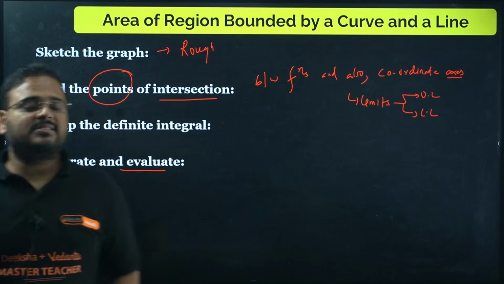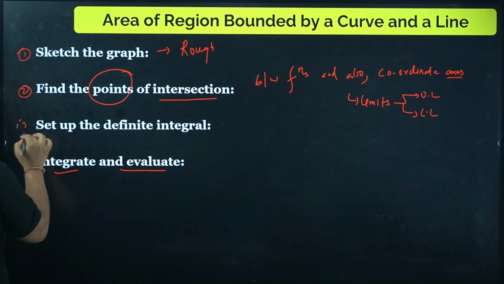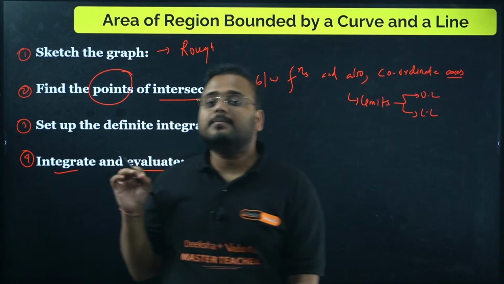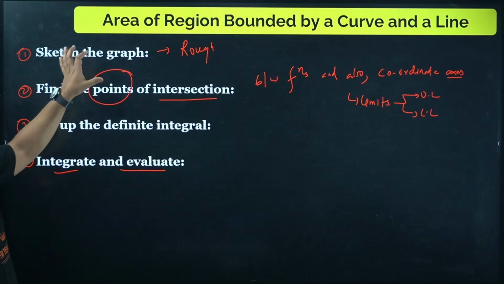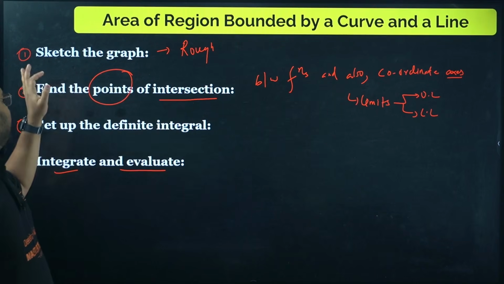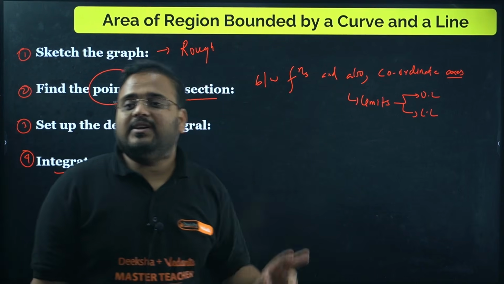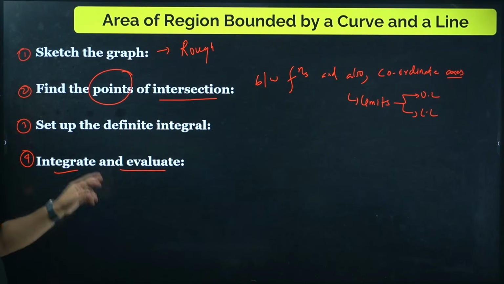So this is clear. These are the steps. I have given you 4 simple steps to solve any question on area under the curve using, of course, application of integrals. Clear? First, sketch the rough graph. If not rough, you can draw it properly. Then find the points of intersection between the functions as well as with the coordinate axes. Then set up the definite integral, integrate and evaluate.